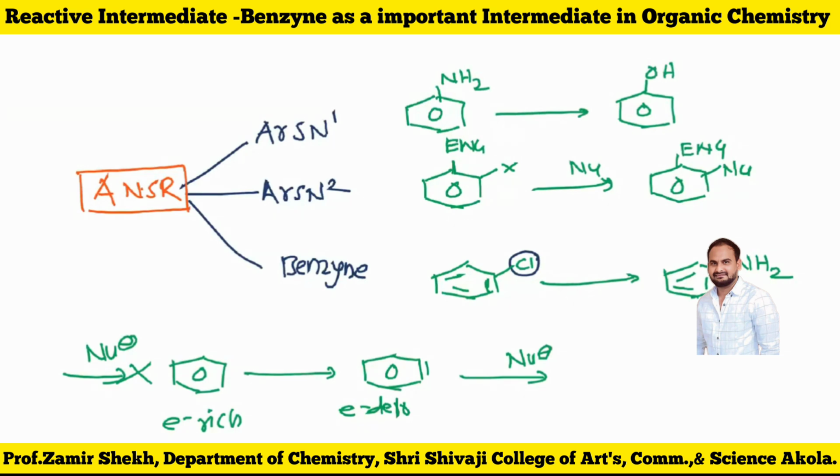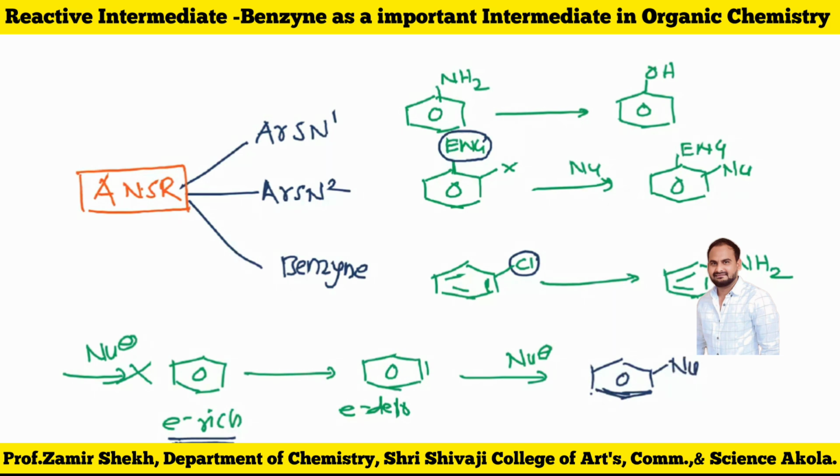Then how will the electron density of the benzene be reduced? It can be reduced either by inserting more electron-withdrawing groups or by making benzyne. If we convert that electron-rich benzene to benzyne, then it is electron deficient, and you can easily add a nucleophile and get the required product. So that is the chemistry behind the reaction.